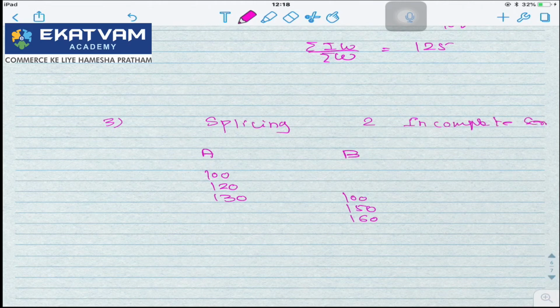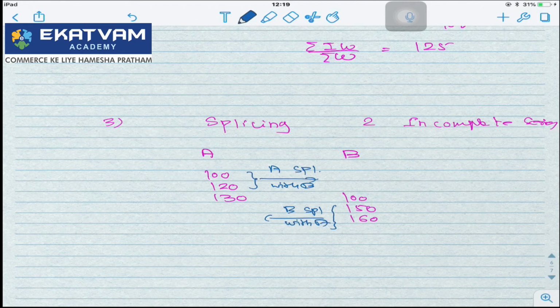And we have to compute continuous series. Now there are two options for that. Tell me, what are the two options? Using this, I can find out this. This is A spliced with B. And if using B I compute A, it's B spliced with A.